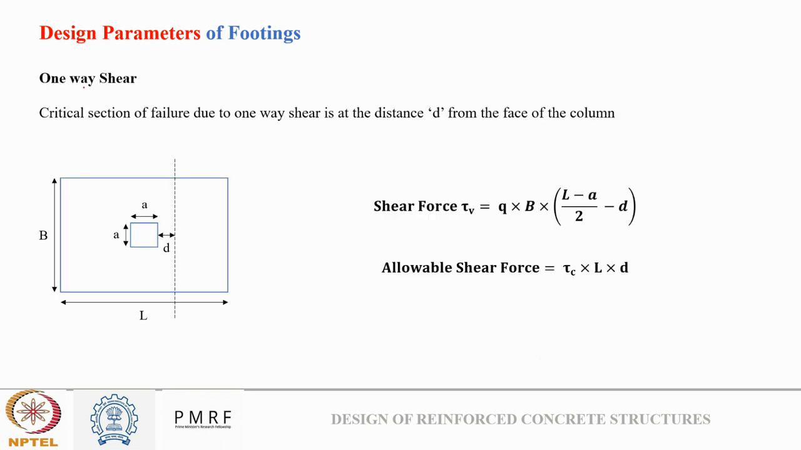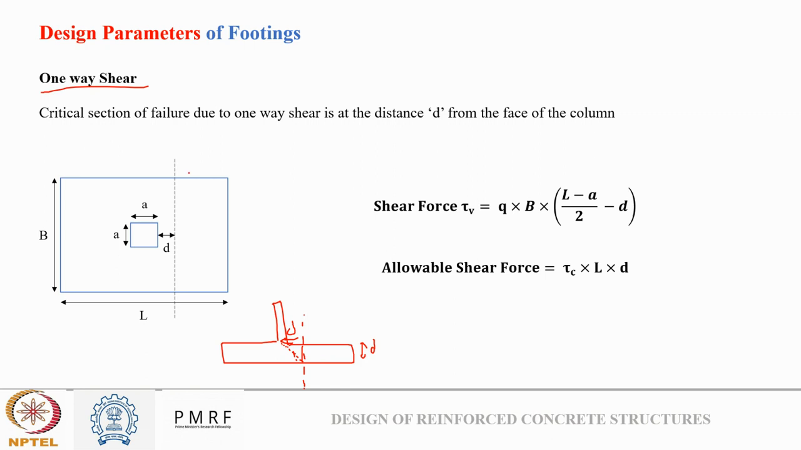Okay, the second criterion is shear. In shear, there are two types of shear when we talk about the design of footing: one-way shear and two-way shear. Suppose this is my footing, and this is my effective depth. Generally we assume that the shear crack propagates at a 45 degree angle. So if this is d, this will also be equal to d. My critical section of failure is at a distance d from the face of the column.